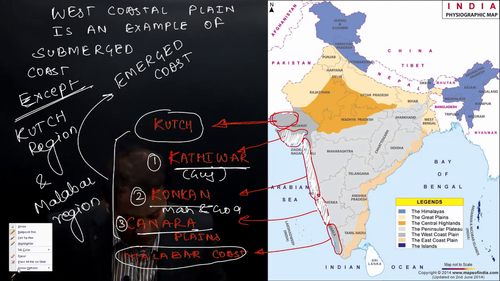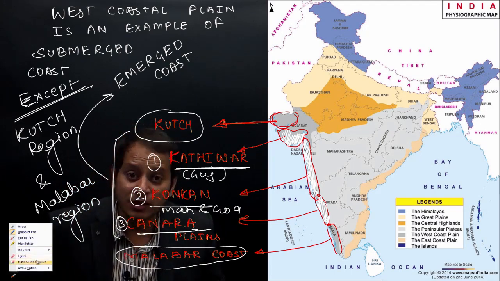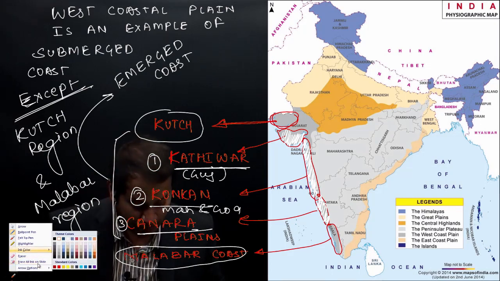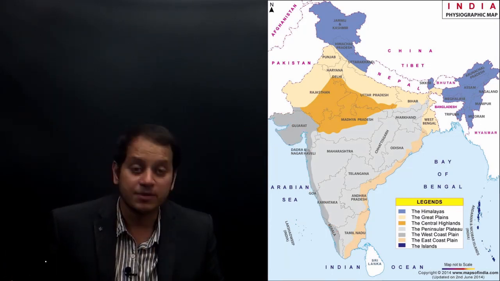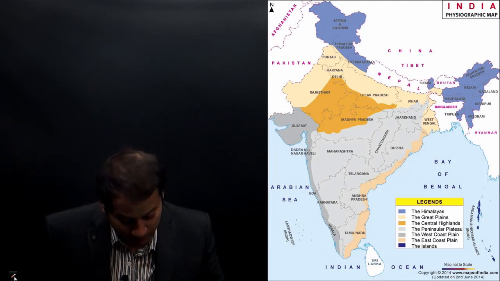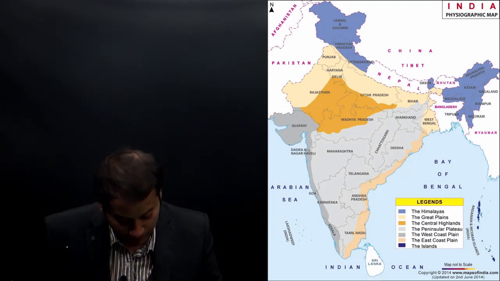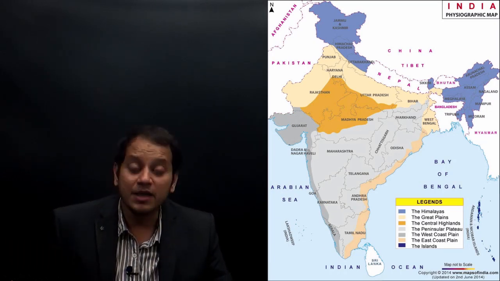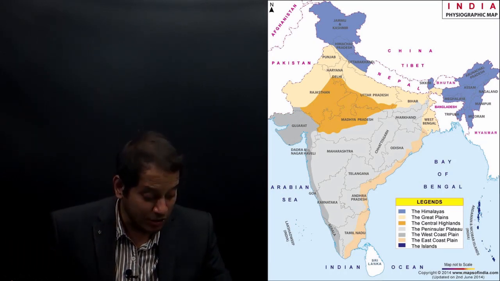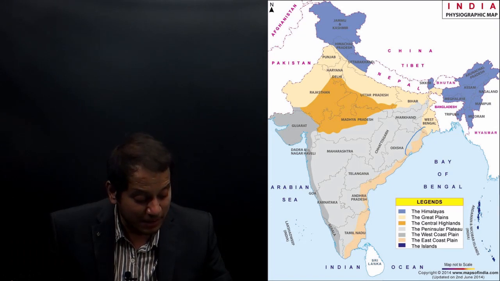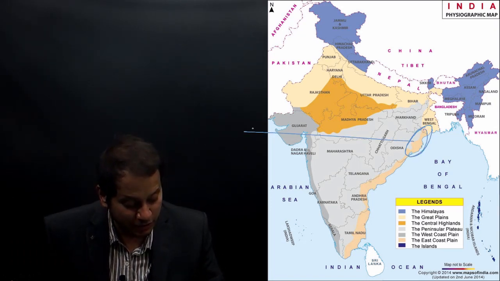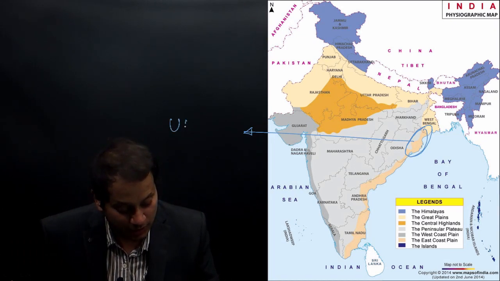Now let us look at the east coastal plain. I will erase all the ink here and let us look at the east coastal plains. If I start from the north, the east coastal plain in the state of Orissa is known as the Utkal plains.